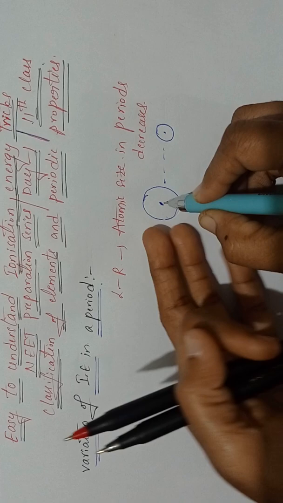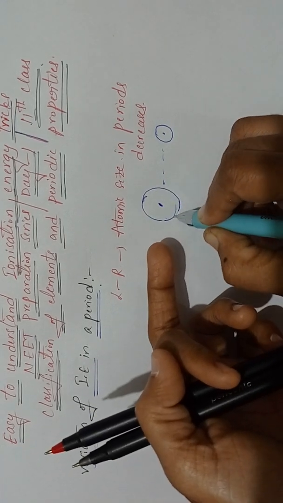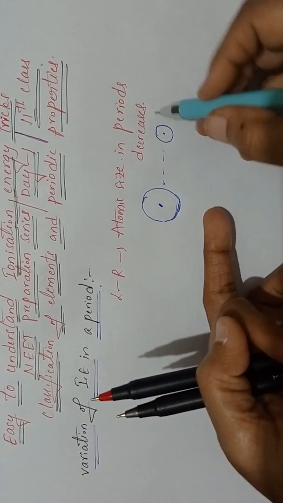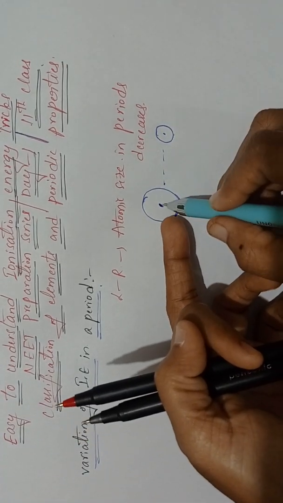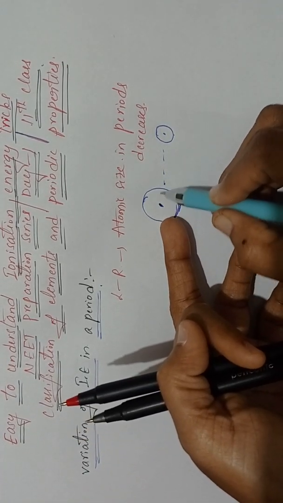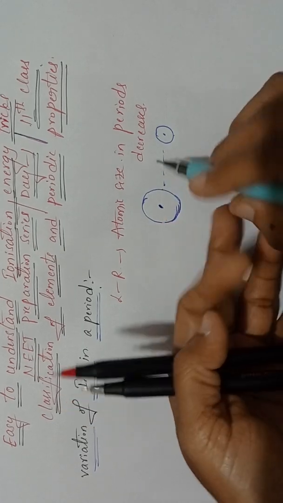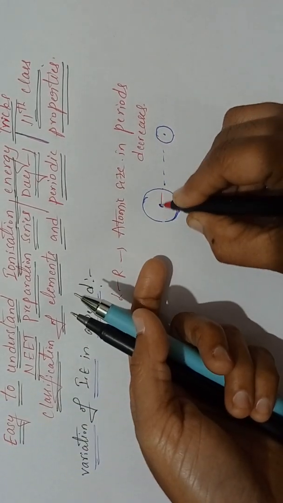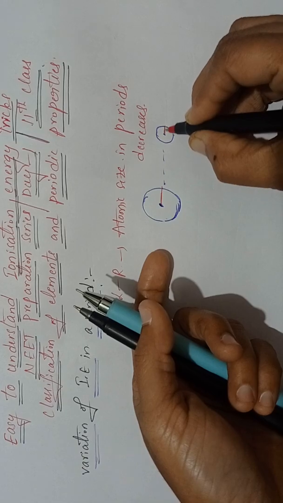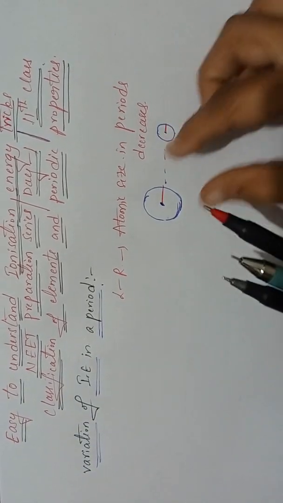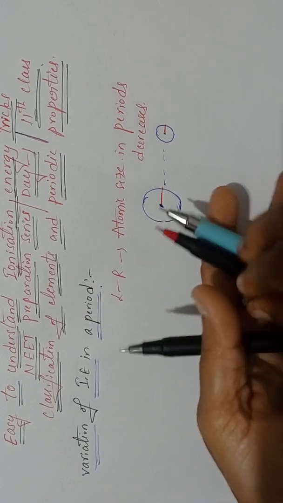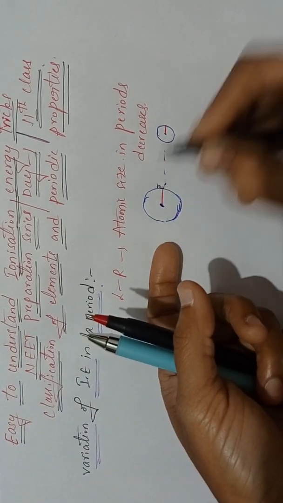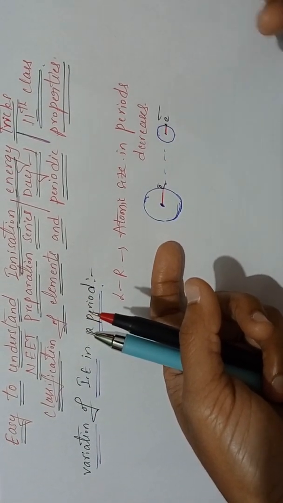So here this is the nucleus, this is the last shell. Suppose this is the last shell of an atom, the valence shell. Between the nucleus and the valence shell, here the distance is more, correct? Here the distance is more, here the distance is less. Whenever distance is more, what will happen, students? Nuclear attraction. Here suppose an electron is there, here also an electron is there.